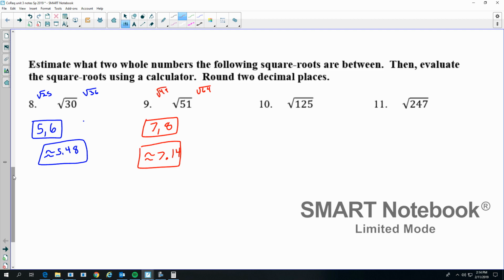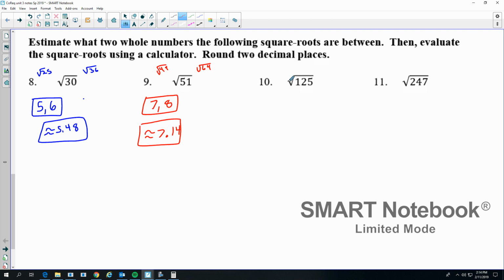All right, so I got a couple more left here. So I got the square root of 125. If you were to look at your perfect squares, you got 121 and 144. So we're looking for something between 11 and 12 in this case. So 11 point something. Let's go ahead and find it real quick and then I'll write it down.